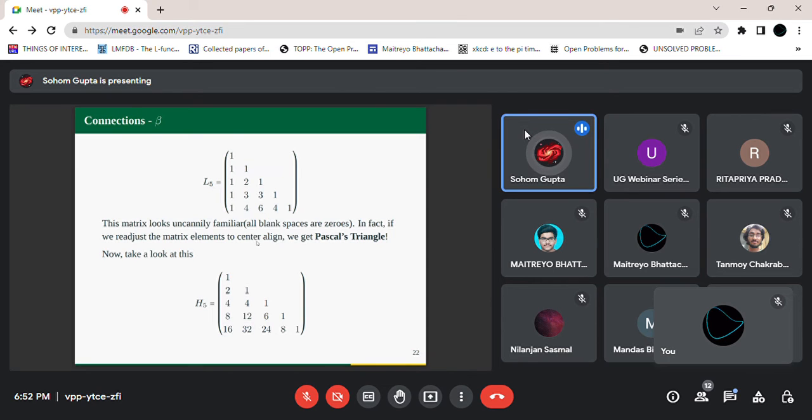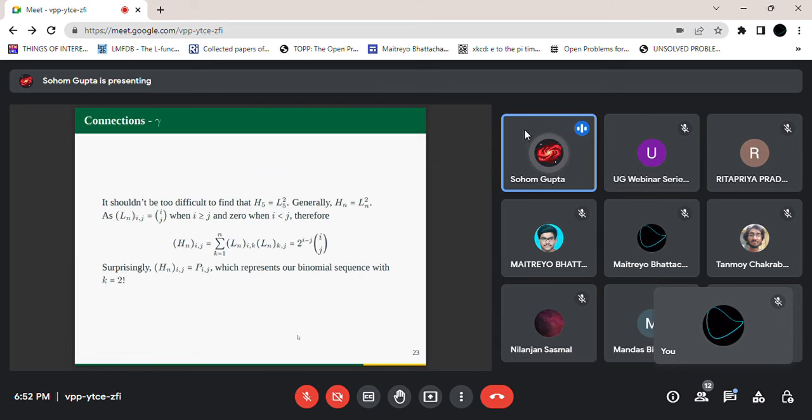And you can see that we are trying to go somewhere using this. And what we are doing is that we are taking another matrix here called H5, which is 1; 2, 1; 4, 4, 1; 8, 12, 6, 1; 16, 32, 24, 8, 1. So what exactly is this matrix? It's clearly not understandable just by looking at it. But just through a bit of algebraic manipulation, you can clearly see that H5 is L5 squared. In general, Hn would be Ln squared. So this is the square of the Pascal's matrix.